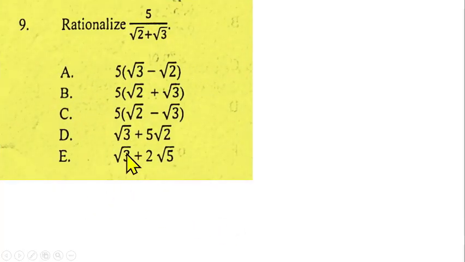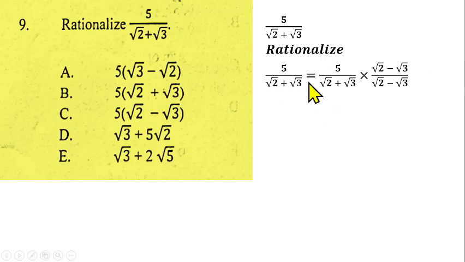Question number 9 is from surds. In this case, we have to rationalize 5 over root 2 plus root 3. We know that when we are rationalizing a surd, we need to find the conjugate of the denominator, and the conjugate of this denominator is root 2 minus root 3. So we'll now use that to multiply up and down. So 5 over root 2 plus root 3 will be equal to 5 over root 2 plus root 3, which is the question, multiplied by the conjugate of it, root 2 minus root 3 over root 2 minus root 3.